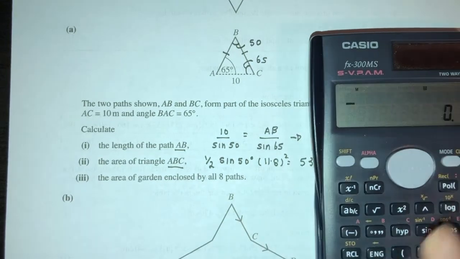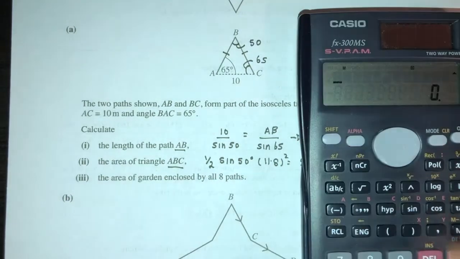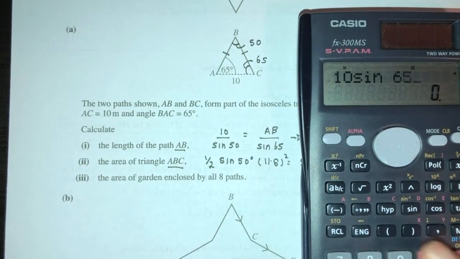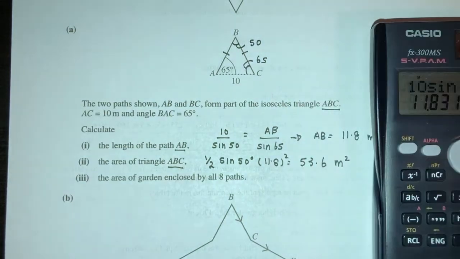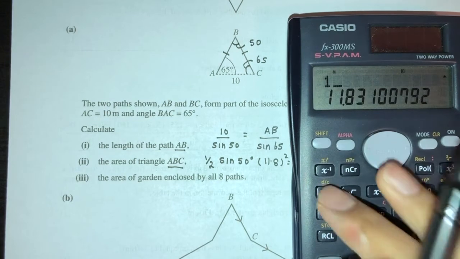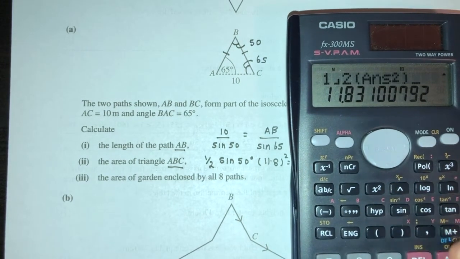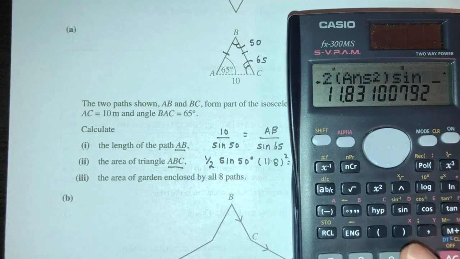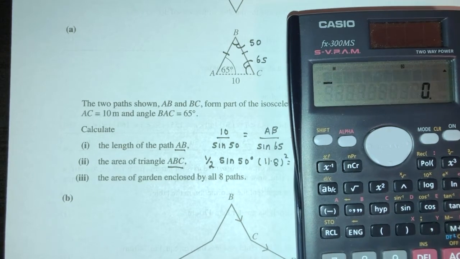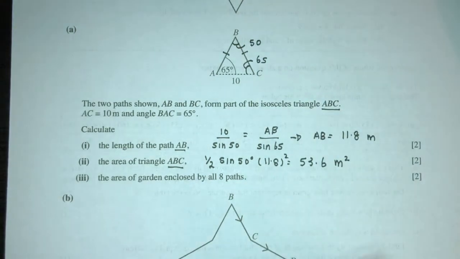So let's try using the exact value. AB is equal to 10 sine of 65 divided by sine of 50, which will be this value. So we take half of answer squared times sine of 50. Yep, 53.6 for the value here.